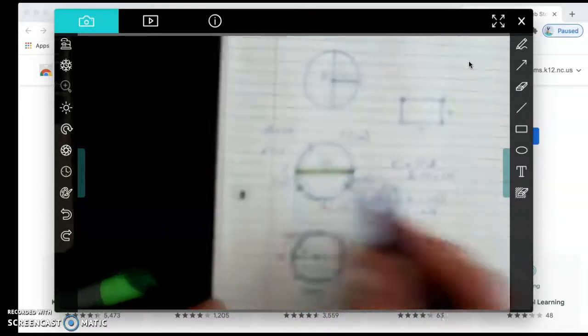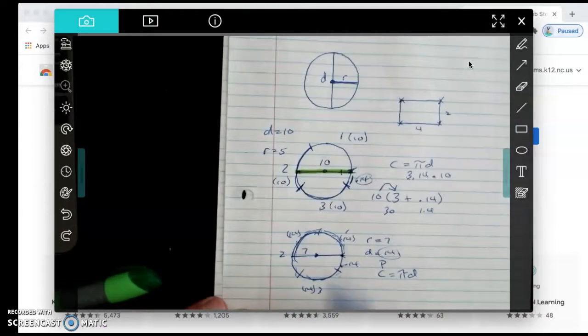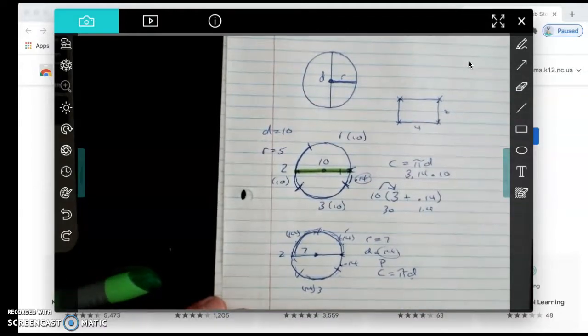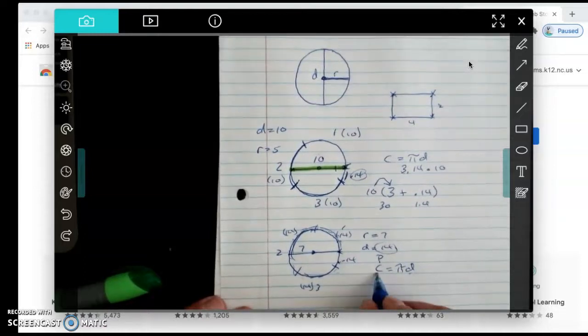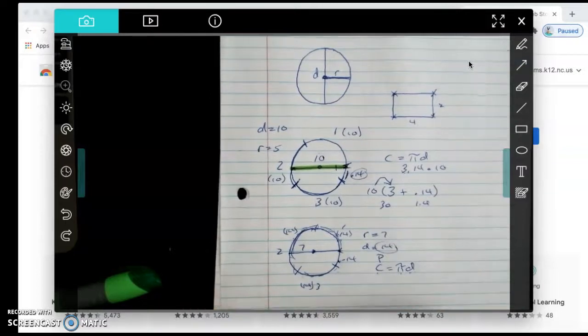They give you a radius, who cares? You just double it. You're always looking for D in that. Sometimes they'll get fancy and give you a circumference. Okay, well, you just work it out. You just divide that circumference by pi, and it's going to spit out D. So anytime I need to solve for that.